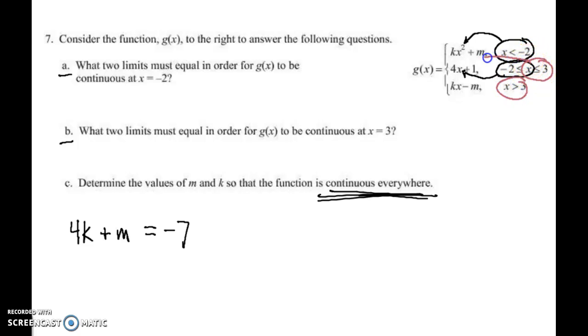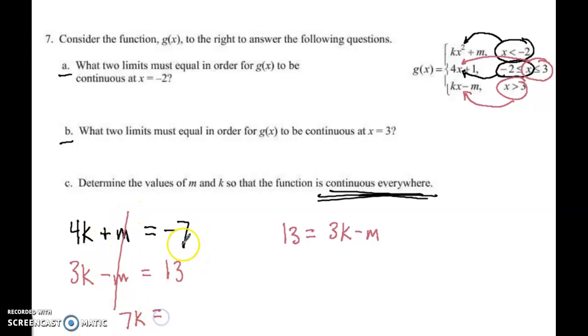And then also set up an equation considering 3 into these equations. So plugging in 3 in for this x, so 4 times 3 is 12. Plus 1 is 13. Needs to equal, plugging in 3 for this x, that would be 3k minus m. So maybe I'll just write it this way, 3k minus m needs to equal 13. So as I'm looking to add straight down, I end up with 7k, this is elimination by the way, equals -7 plus 13 is 6. So that tells me k must equal 6/7.